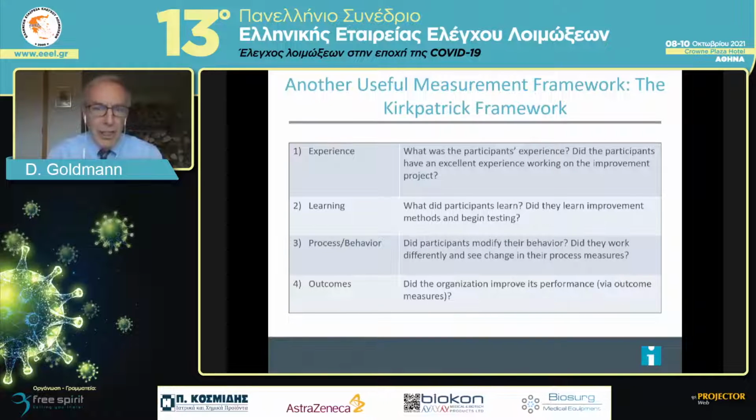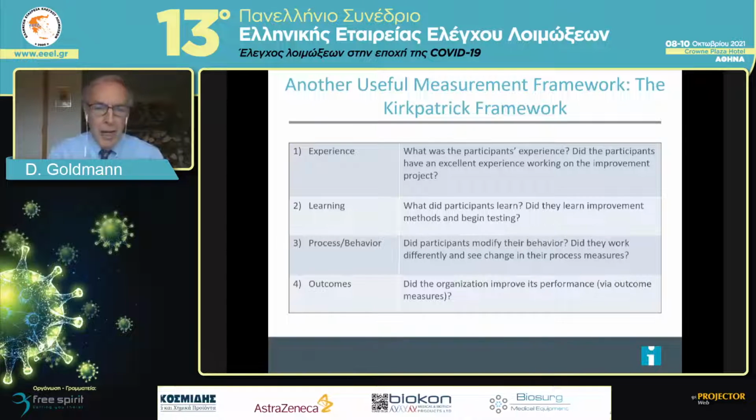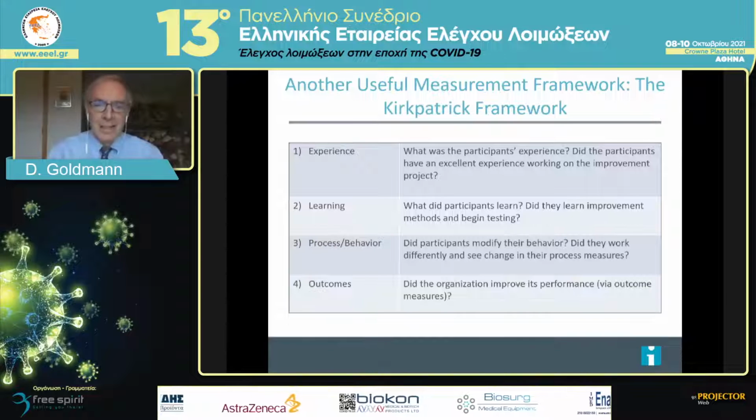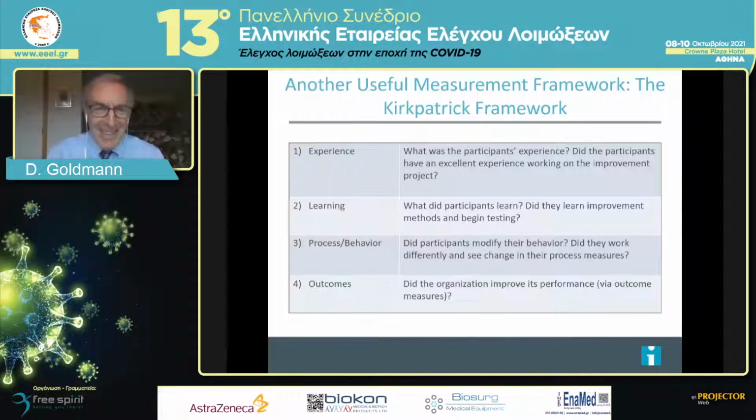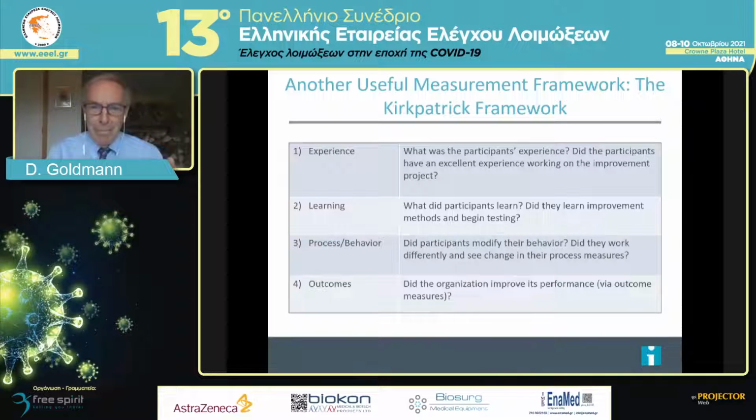The third is, did they change their behavior? Did they go back to their hospital in Salonika and actually, I don't know how you say it in Greece, I always call it Salonika, but anyway, did they go back and actually improve hand hygiene?